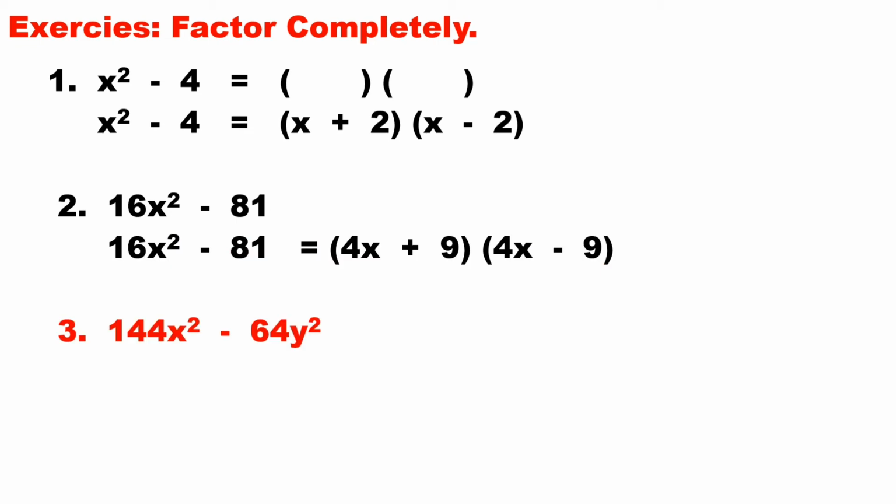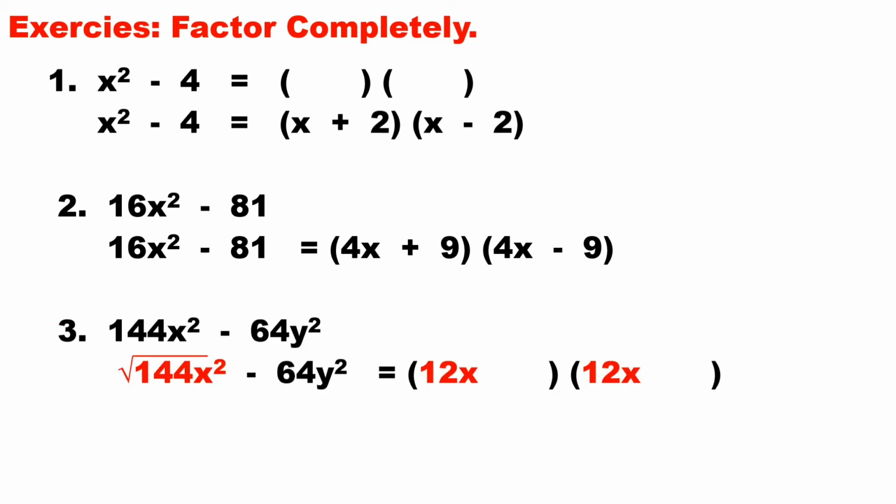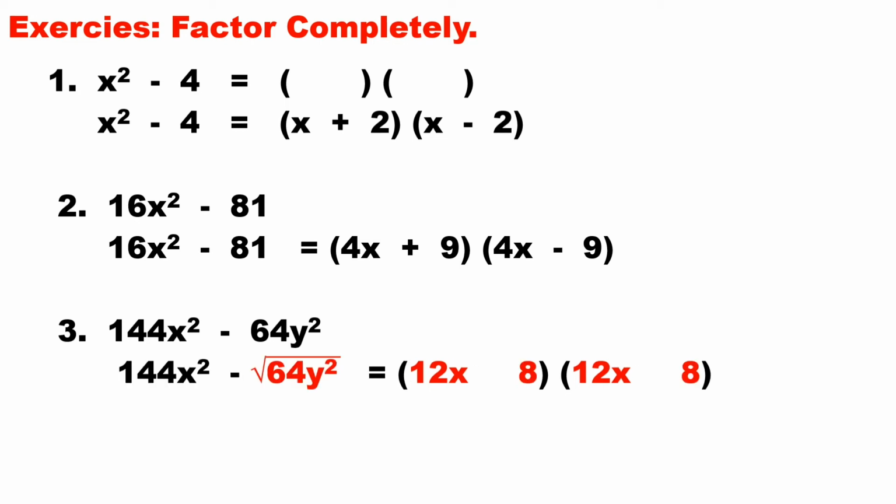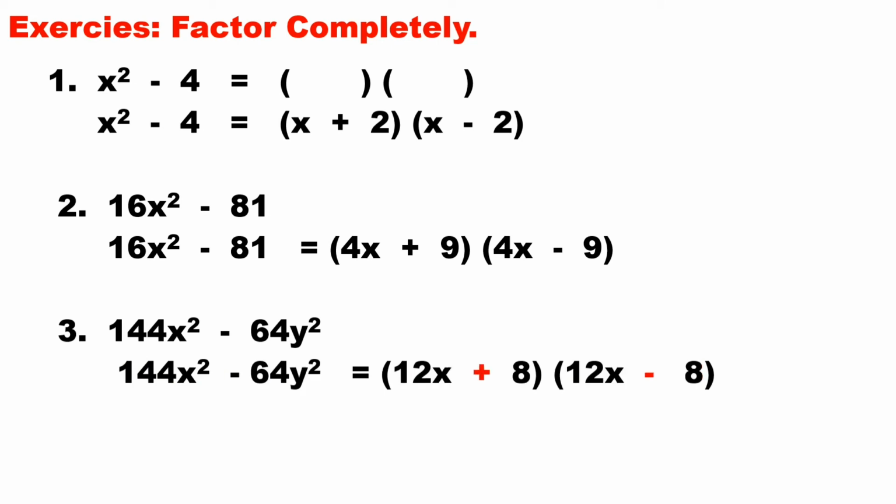Number 3, factor 144x squared minus 64y squared. Square root of 144x squared equals 12x. Square root of 64y squared equals 8y. Again, express the first binomial as sum, the second as difference. Again, the factors of 144x squared minus 64y squared equals quantity 12x plus 8y and quantity 12x minus 8y.